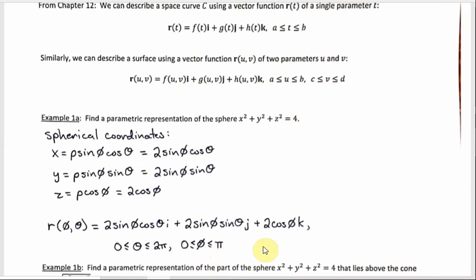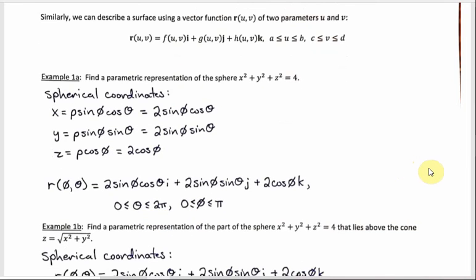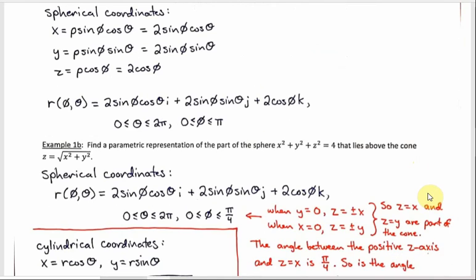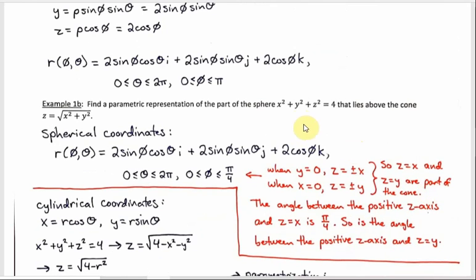If you go from 0 to pi, because that's from straight up to straight down, that would give you the whole sphere with these limits that are right here. Getting part of a sphere is actually harder than getting the whole thing. So that's what happens down here.